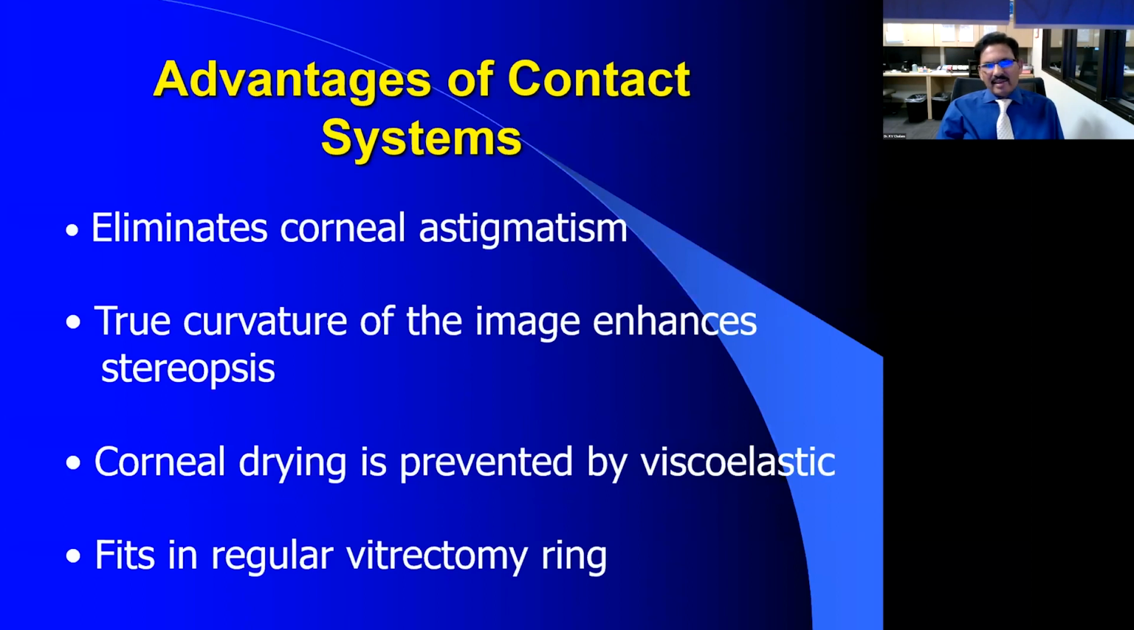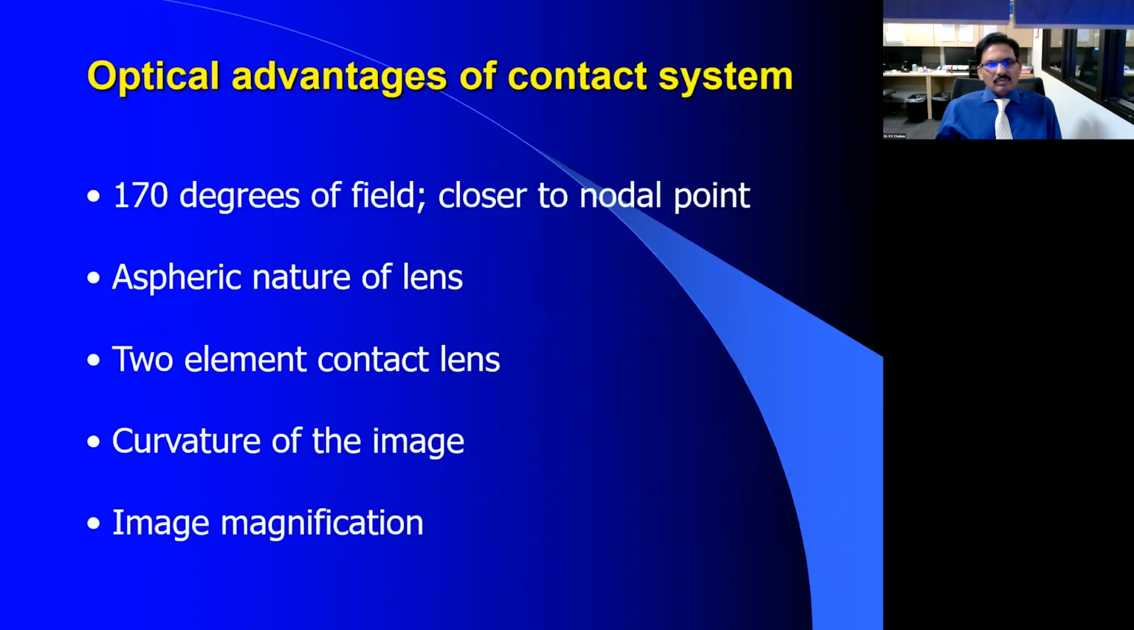In difficult cases like anterior PVR or trauma, and this is really important, the surgeon has the freedom without causing any iatrogenic breaks. The corneal drying is prevented by using a viscoelastic, whether it is Healon or any of the commonly available. And in places where you don't have the assistant, this also fits into the vitrectomy ring when it is not a self-stabilizing model. So the field is 170 degrees of field.